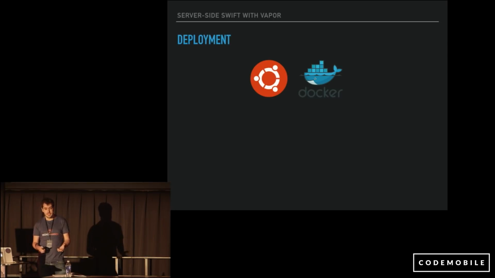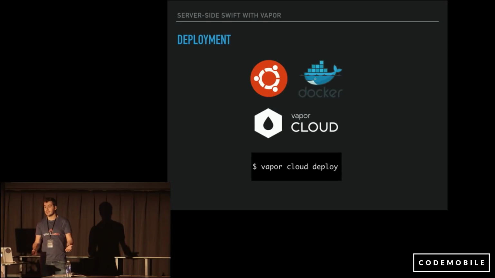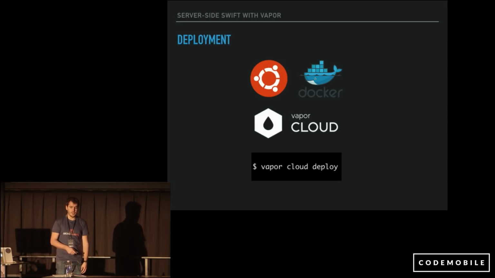The Vapor team also built their own hosting solution called Vapor Cloud, and this is built on top of AWS, and it's targeted specifically at hosting Vapor applications. So they've done a load of optimizations to make it easy to run Vapor. So if you have a Vapor application, you simply run Vapor Cloud deploy, and it will push it up to Vapor Cloud and make it really easy. And hopefully we'll show that to you tomorrow in the workshop if you're coming along.